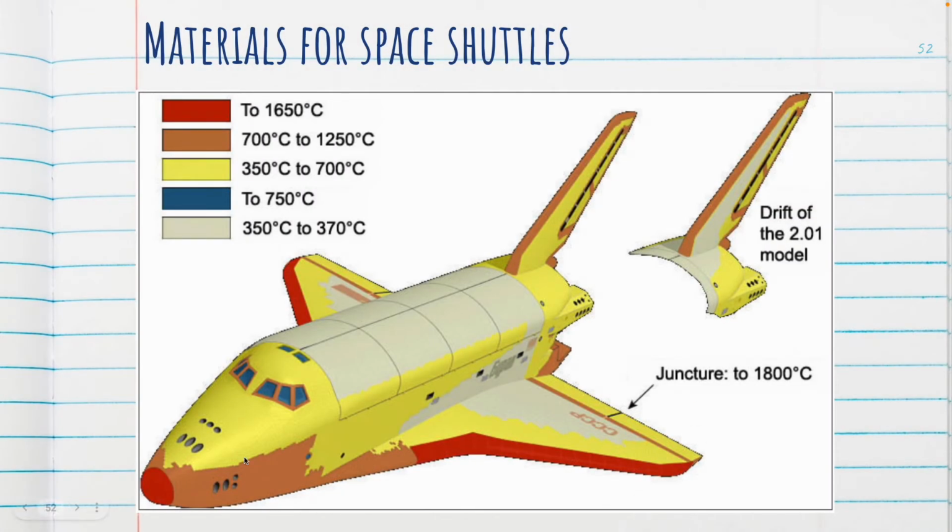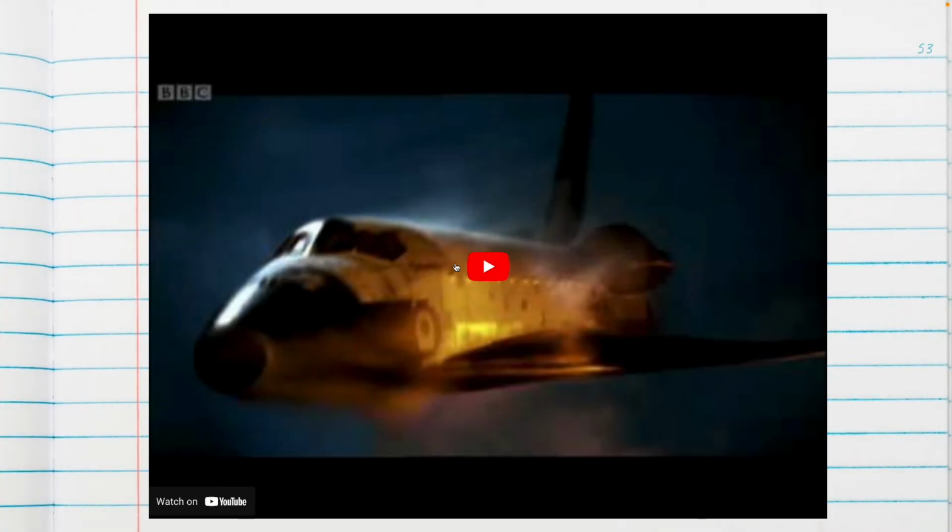I found this really cool infographic here showing us materials for space shuttles, the different types of materials, and the different temperatures they can withstand. If I just pay attention to the red parts here, those parts of the space shuttle are built with materials that can withstand up to 1,650 degrees Celsius. Think about that. Think about how that thing is moving through the air and why we have, in those areas, the parts of the space shuttle that are going to be able to withstand those super high temperatures.